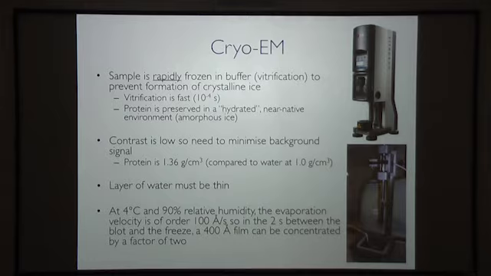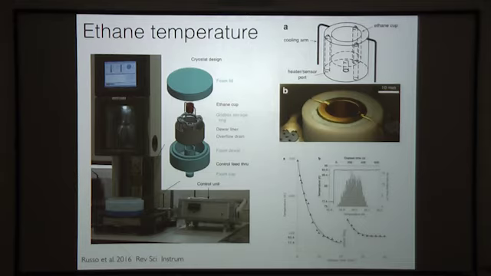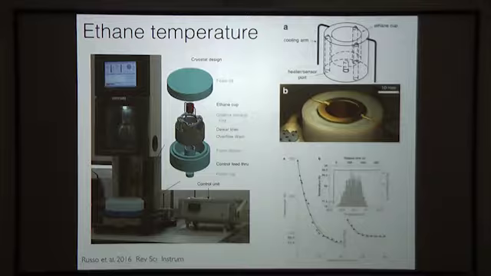Now, it's important that the ethane is at the right temperature, and Chris developed a cryostat to keep the ethane cold enough that it freezes quickly, but not so cold that it's solid. And these are available in the EM prep room for you to use. And the details were published last year.